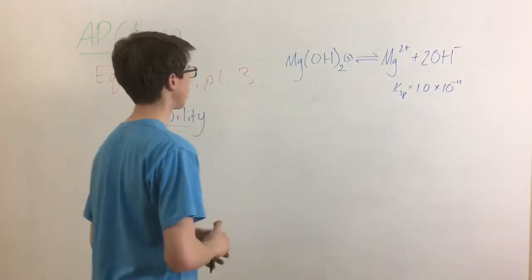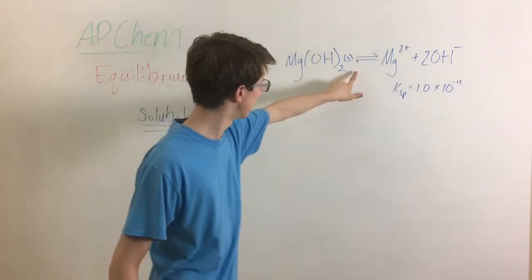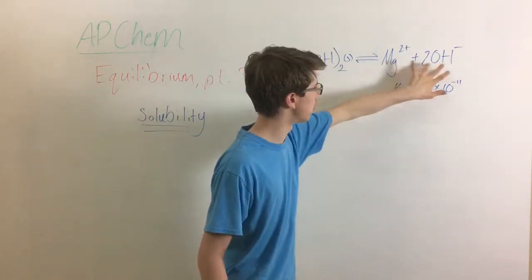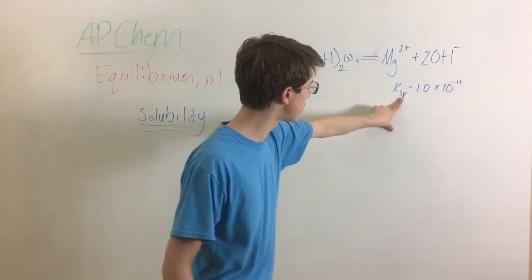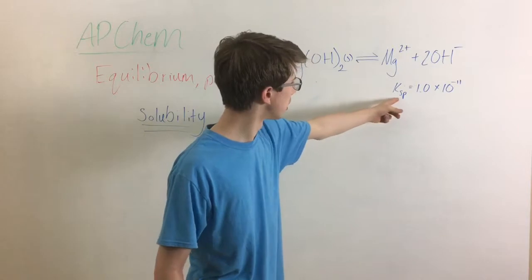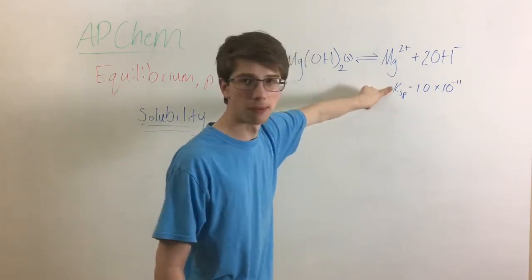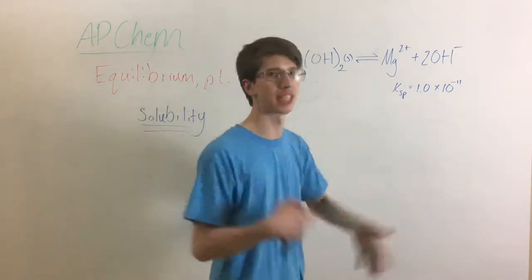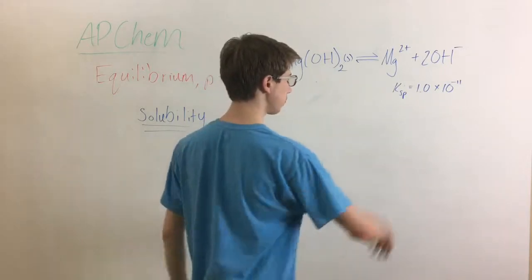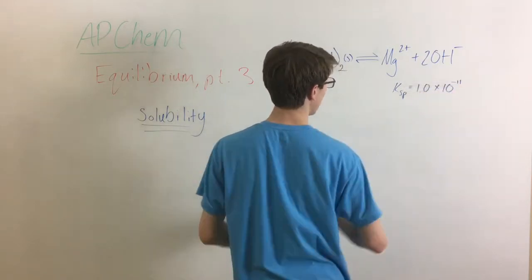So here we have an example of a solubility question. Magnesium hydroxide is in equilibrium with the ions magnesium and hydroxide, and its Ksp, the solubility product at equilibrium, hence why it's K, is 1.0, which is 2 sig figs, times 10 to the negative 11.